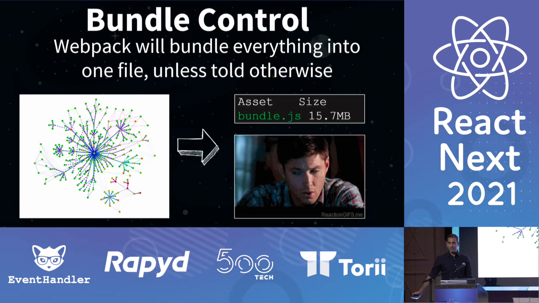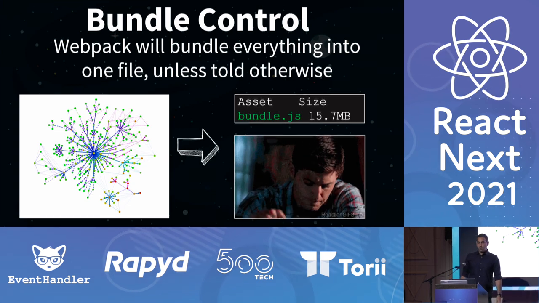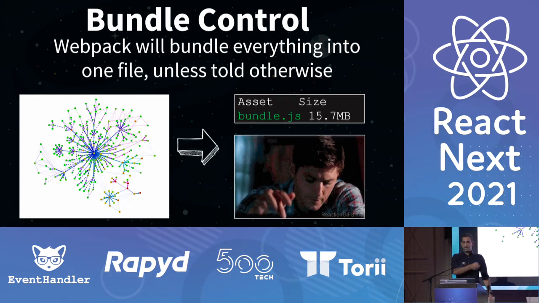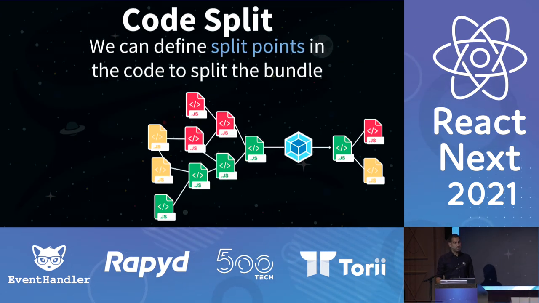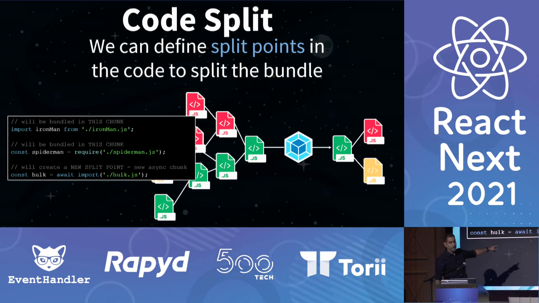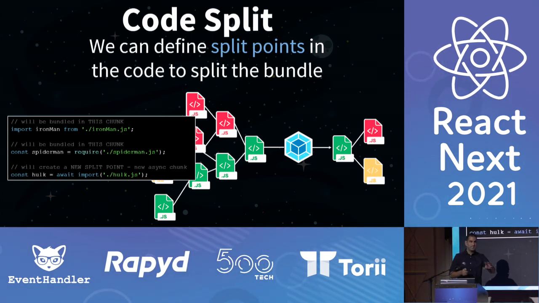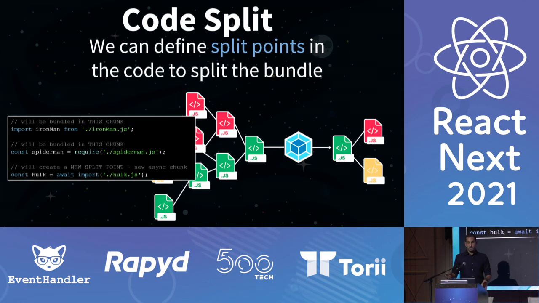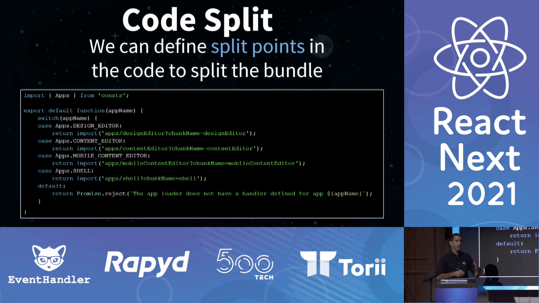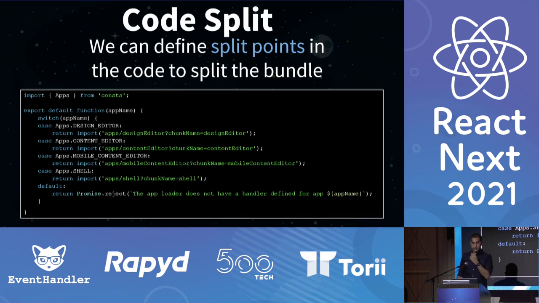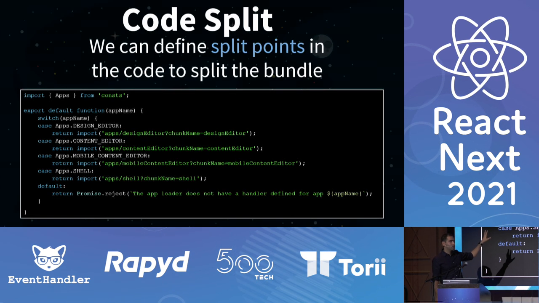And of course, this is what happens. Because unless told otherwise, Webpack will try to bundle everything to the same file. What we can do is introduce code splitting, or split points. We can just have dynamic imports, like you see here in the third line. And this import, this line, just basically tells Webpack, hey, do a split point here. Don't bundle everything to the same code. We can take it even higher and build some sort of a router around it and have dynamic imports in the router. And that will split us into chunks.